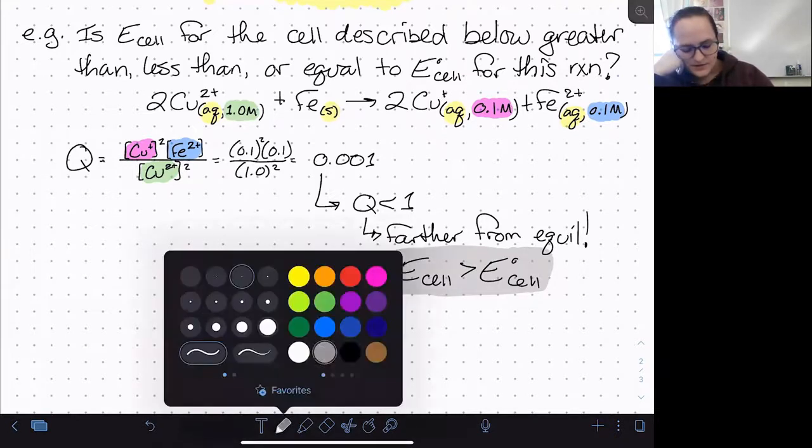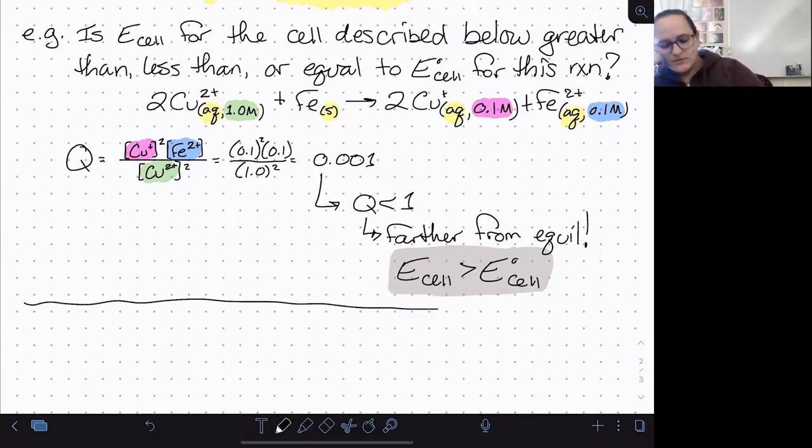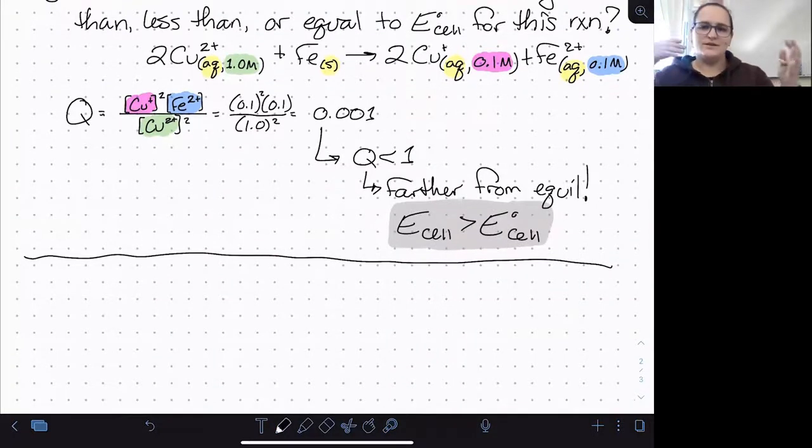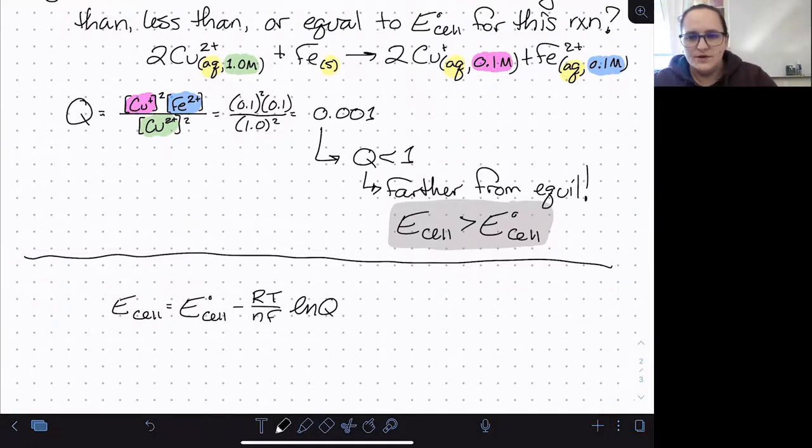So we can also calculate the value of the E cell exactly. That is not something I'm going to ask you to do in this course, but I think it is useful to see how that can be done or where this mathematical relationship is coming from, with Q being less than 1 makes this larger. And this equation tells us that E cell is equal to the standard cell potential minus a bunch of constants times the natural log of Q.